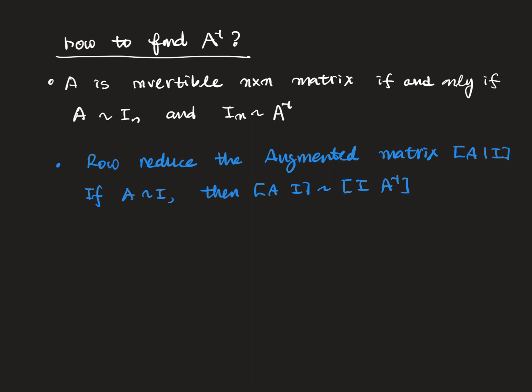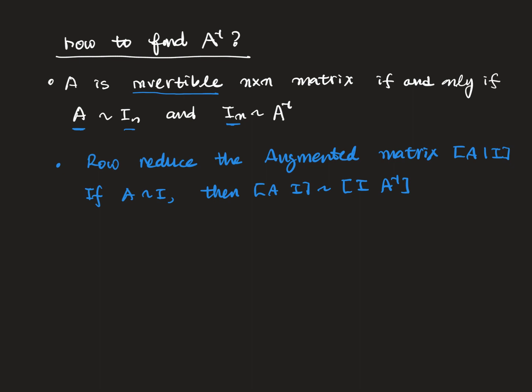Here's what the theorem says, guys. If A is invertible, meaning it is an n by n matrix, then A can be changed to the identity matrix by row operations. Also, the same row operations change the identity matrix into A inverse. That's what the theorem says: if A is invertible, then matrix A changes to the identity matrix by row operations, and the identity matrix changes to A inverse.